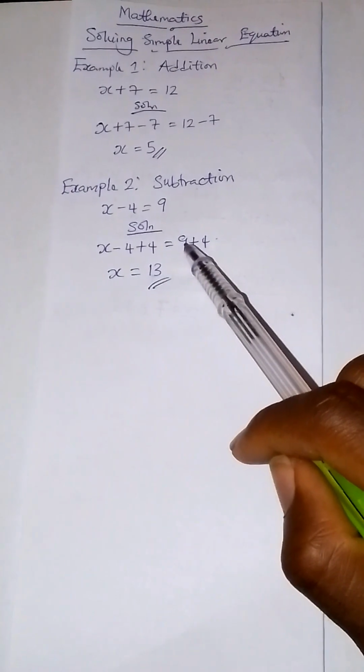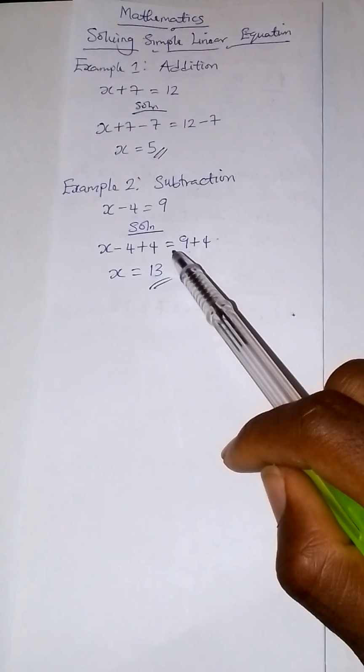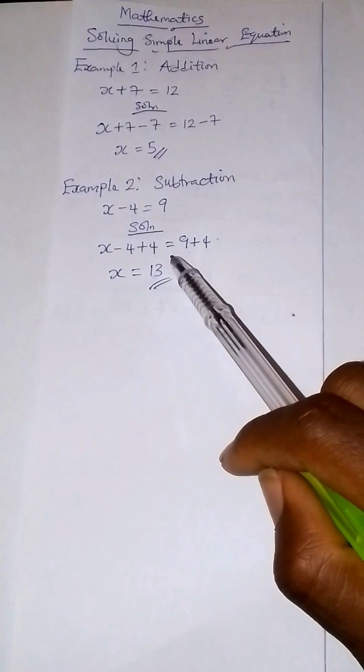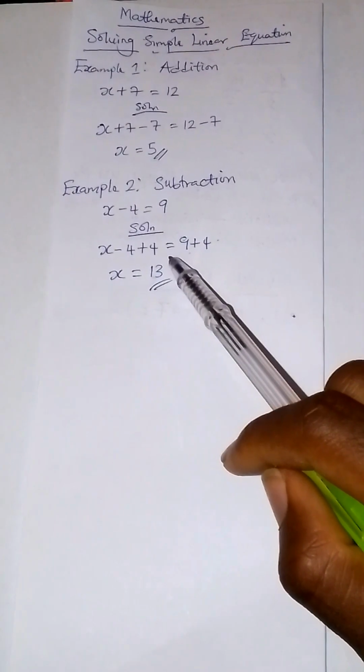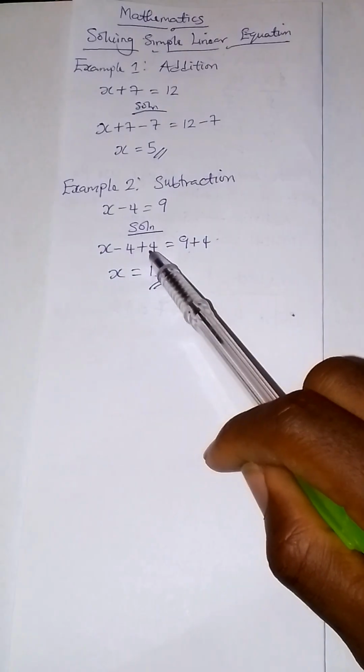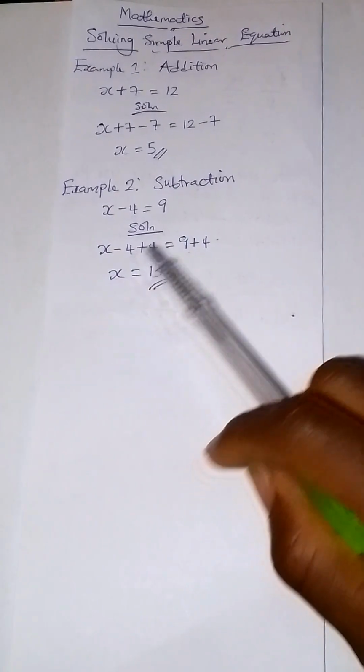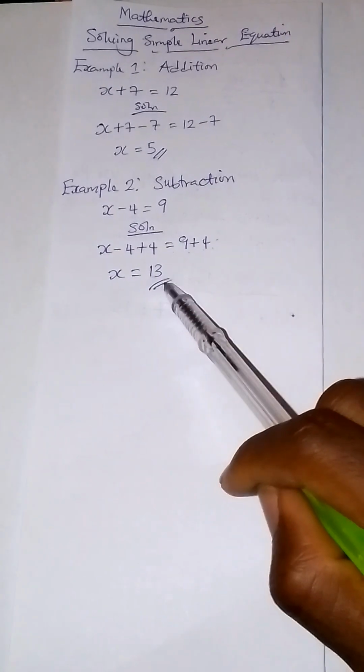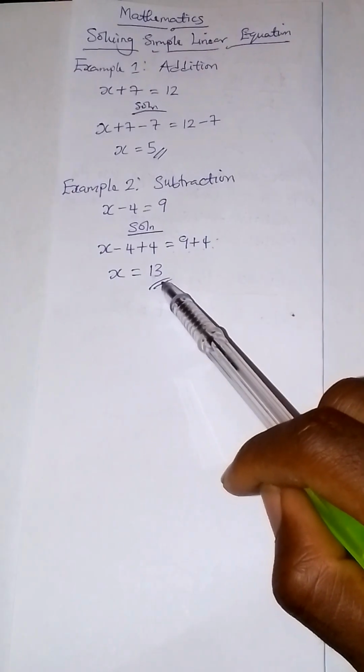Remember our golden rule: what you do to the right hand side, you do to the left hand side. What you do to the left hand side, you do to the right hand side. What you do to one side, you do to the other side. So we have minus 4 plus 4 is 0, and our s comes down. 9 plus 4 is 13. And that is our final answer.